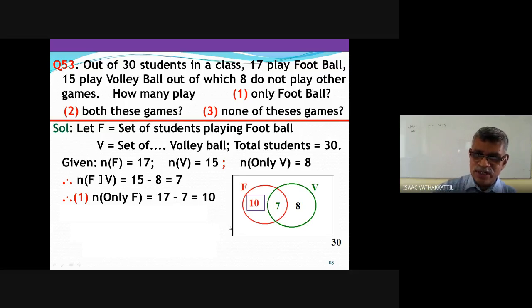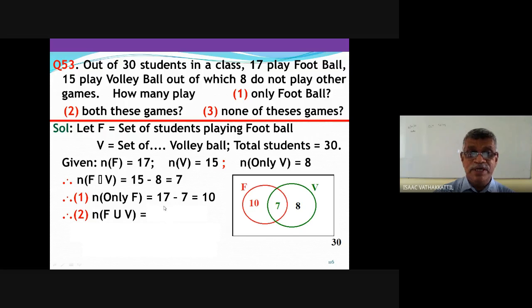When you draw the diagram and understand which portion means what, then things are very simple. See, now can you answer what is left out? How many play only football? 10. How many play both the games? 7. How many play none of these games? When you add up these, 17 plus 8, that is 25. Out of 30, only 25 are playing any of these games. So it is obvious. Number of F union B, that is what they play any of this.